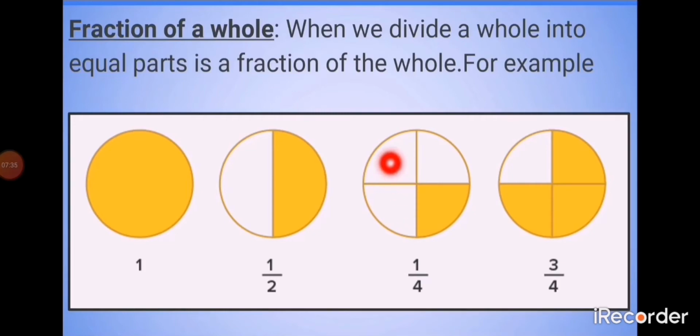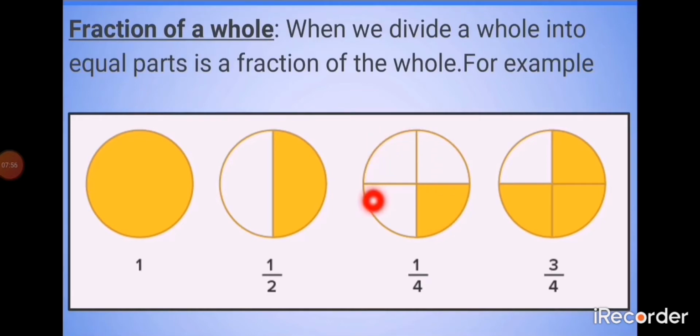Here we have quarters. 4 quarters means the shape is divided into 4 equal parts, or evenly divided into 4 equal parts. Each part is called a quarter. This is the quarter. I have highlighted it. So a quarter means 1 part out of 4. 1 by 4 means 1 quarter, 1/4 of the whole. So 1/4 of the whole is colored here.